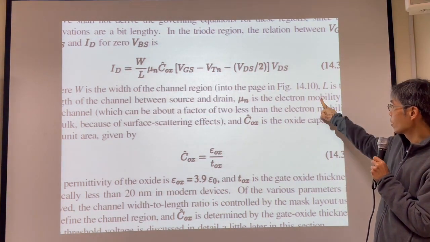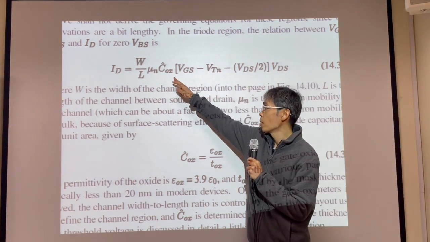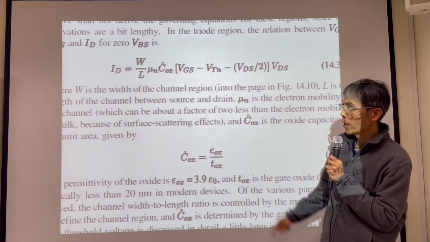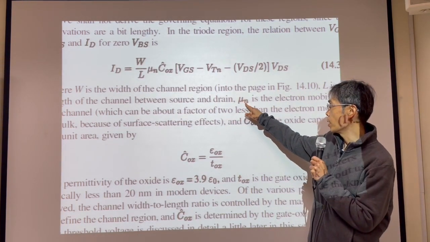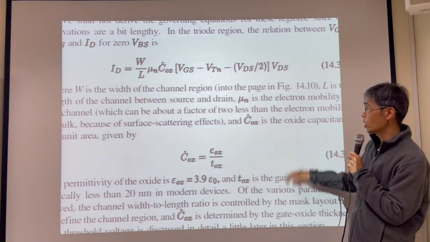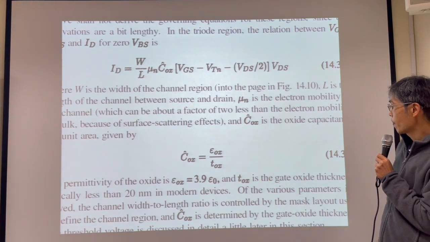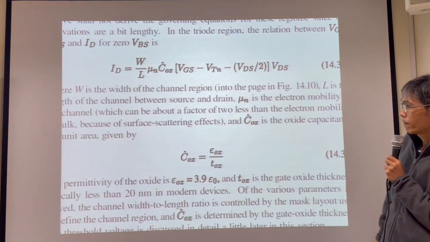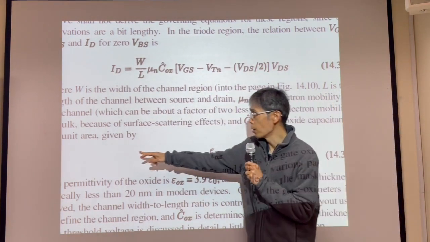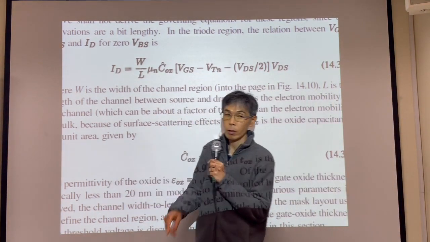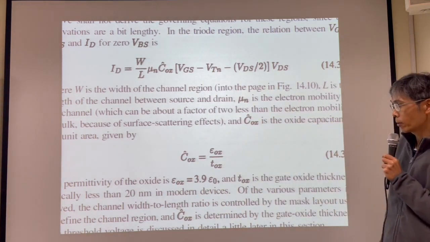And mu n is the electron mobility. This is for an n device. For PNP, we need to use mu p, the hole mobility. Cox is the oxide capacitance per unit area. So we take the electrode area value as 1.